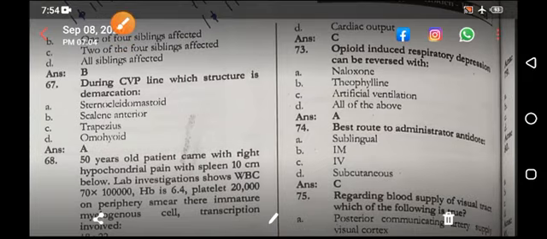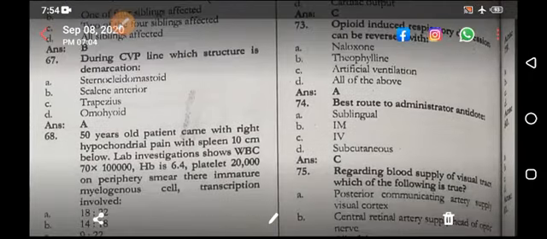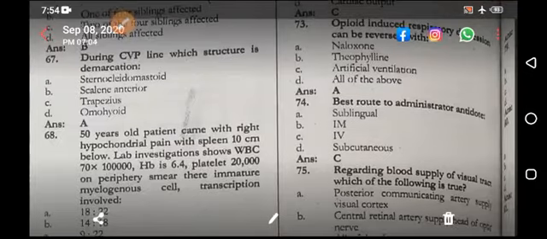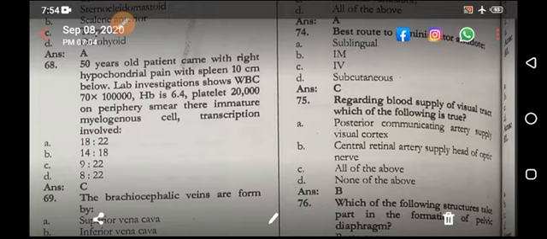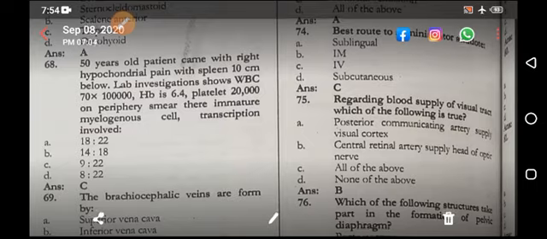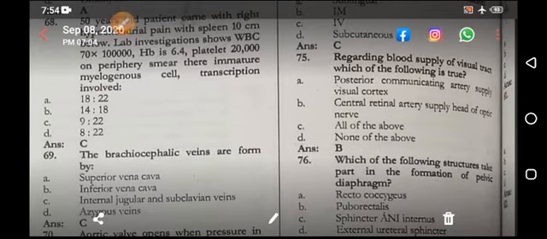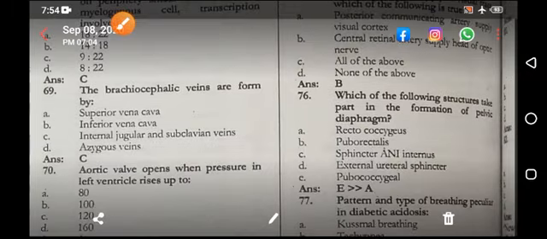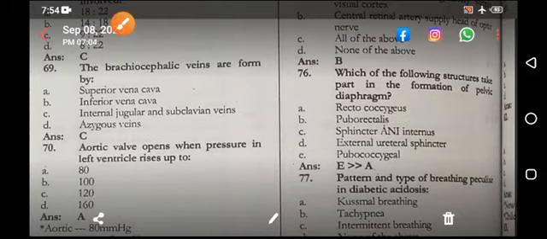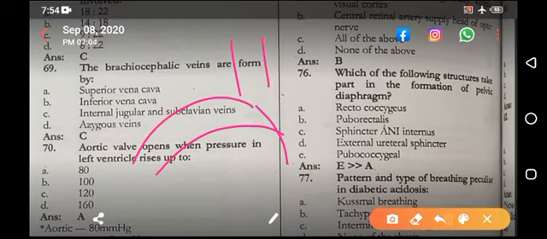During CVP, which structure is the demarcation? The answer is sternocleidomastoid. The two heads of sternocleidomastoid, the vein runs in between, and you paste that. A 50 year old male patient came with right hypochondrial pain with spleen 10 cm below, labs showing 70,000 WBC, Hb low, platelet low, and immature myelogenous cells. So 9 to 22, this is Philadelphia chromosome, and the diagnosis is CML. The brachiocephalic veins are formed by the internal jugular vein and the subclavian vein. The internal jugular vein from above and the subclavian vein coming from this side form the brachiocephalic vein, and the two brachiocephalic veins from either side combine together to form the superior vena cava.